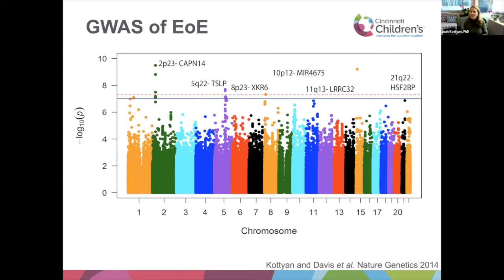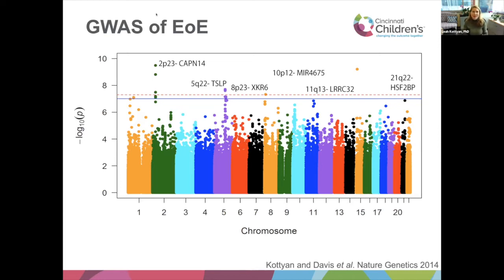Every color is a different chromosome. In this case, we're looking at 22 chromosomes. There are 23 chromosomes, but we did not look at the X and Y chromosome in this particular study. And then on the Y-axis, we're looking at the negative log p-value, which is a statistical measurement for differentness. If the p-value is less than a certain threshold, then we say the allele frequency in people with EoE and controls is not the same. We reject that hypothesis and we say there is an association with EoE.